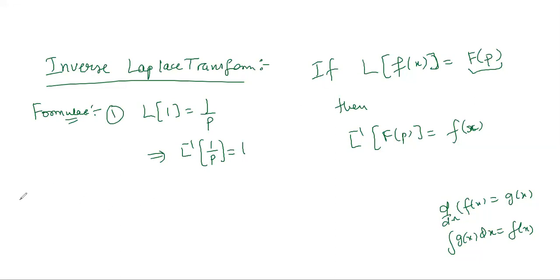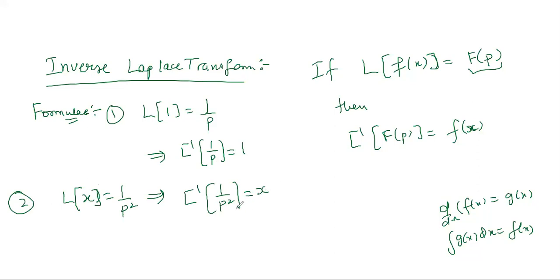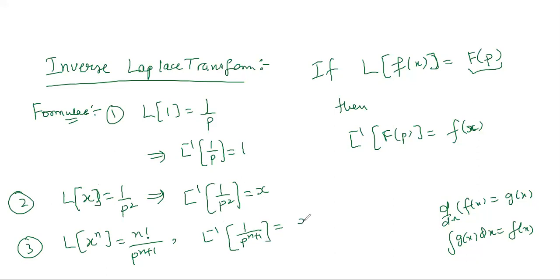Right? And second, what was L of x? L of x was 1 by p square. So this implies L inverse of 1 by p square is x. And similarly, we know that L of x raised to power n was n factorial by p raised to power n plus 1. So L inverse of 1 by p raised to power n plus 1 is going to be x raised to power n by n factorial.